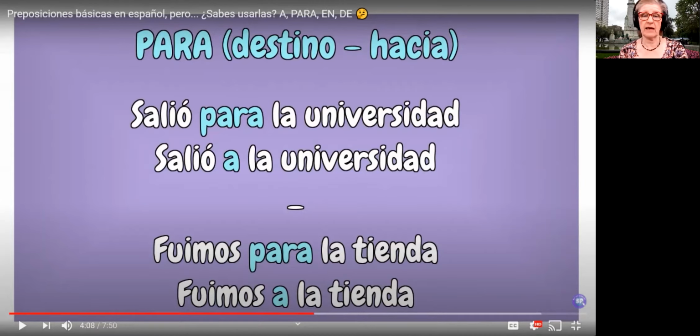Salió para is the same as salió a. Fuimos para is the same as fuimos a. Somebody will use what they feel like. But don't let it throw you if you hear somebody say, you know, fuimos para el parque. When somebody says fuimos para el parque, para tells you automatically, boom, destination. Fuimos para el parque, we went to the park. Fuimos al parque, exact same meaning, but using a different word.